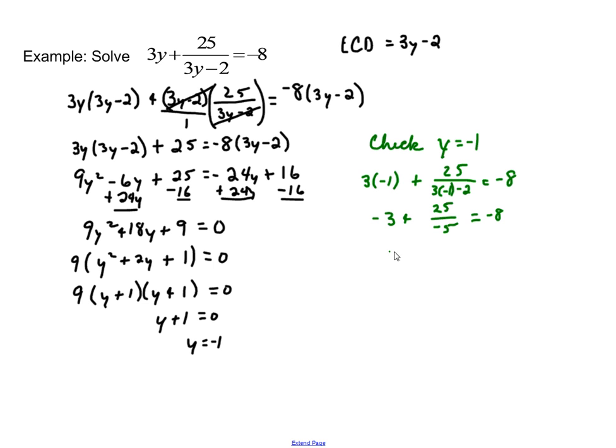And carrying that out one more time, negative 3 will be added to negative 5 to get negative 8. And yeah, sure enough, that works, because negative 3 and negative 5 is negative 8. And so our solution checks, and we're all good. Okay, so that's our solution right there. y equals negative 1, and we're done.